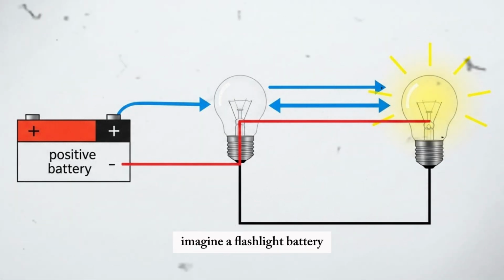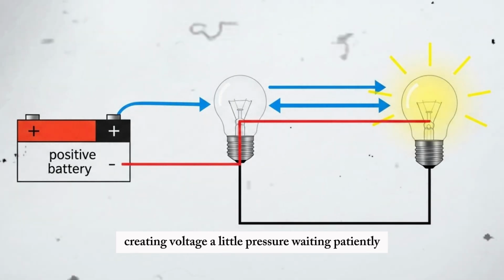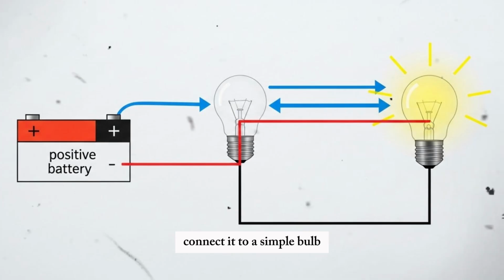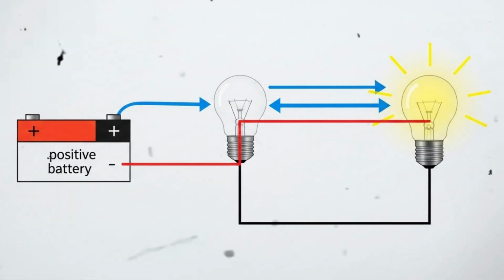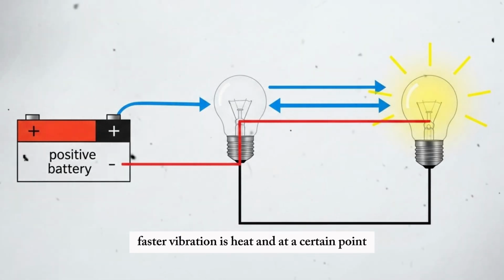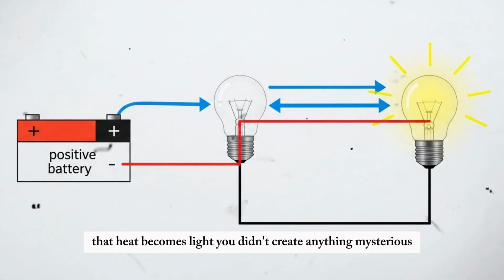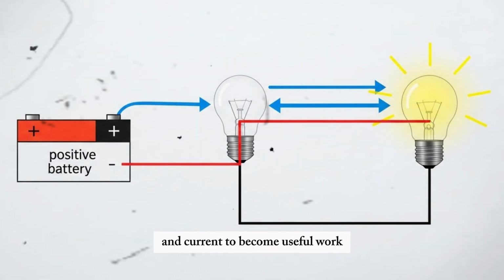Imagine a flashlight battery. It contains chemicals that separate charge inside it, creating voltage, a little pressure waiting patiently. Connect it to a simple bulb, and suddenly electrons begin drifting through the filament. As they move, they collide with atoms in the metal, causing them to vibrate faster. Faster vibration is heat, and, at a certain point, that heat becomes light. You didn't create anything mysterious. You simply allowed voltage to become current, and current to become useful work.